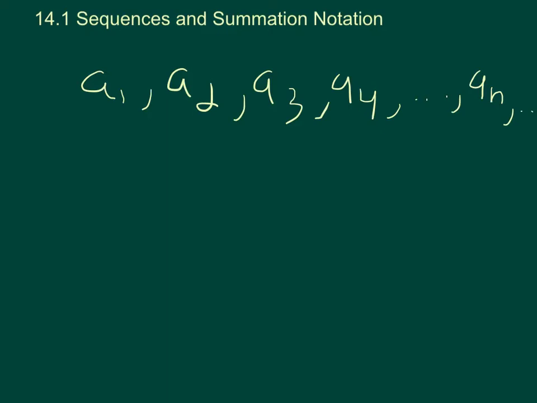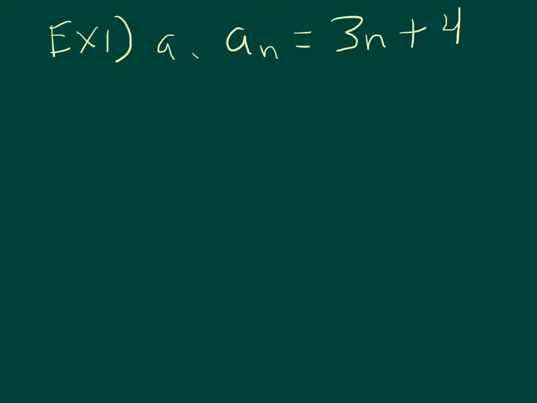So we have example 1. It says write the first 4 terms of a sequence whose nth term, or general term, is given. So let's look at part A for example 1. It says a sub n equals 3n plus 4. So this is its general term. And we want to write the first 4 terms. So that means we are finding a sub 1, a sub 2, a sub 3, and a sub 4.